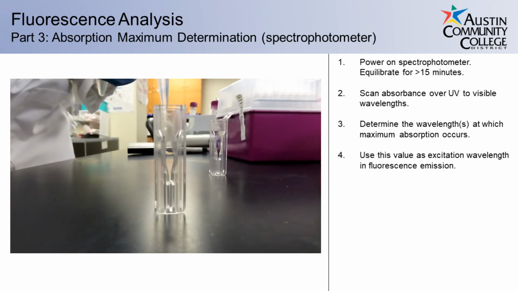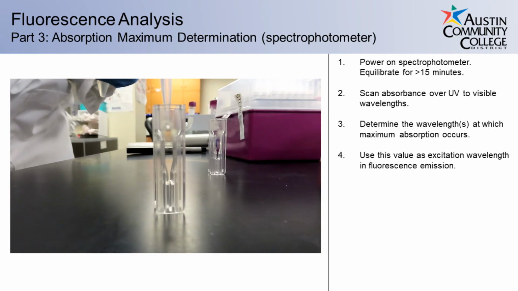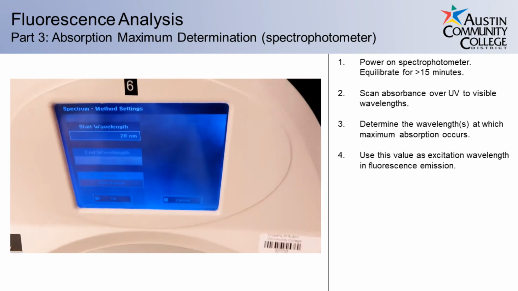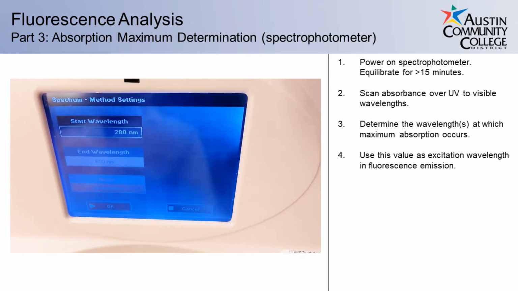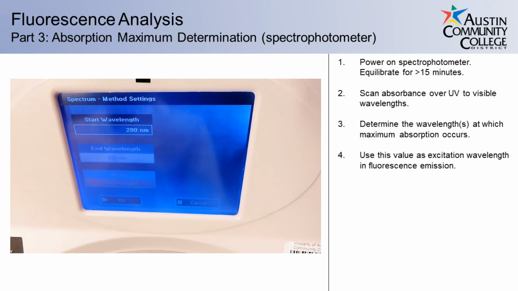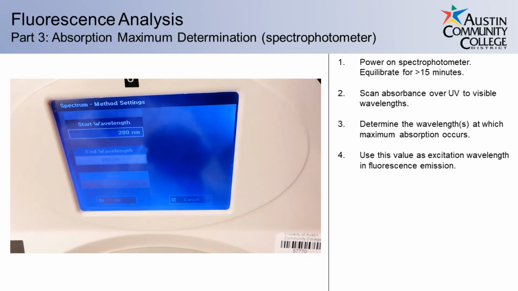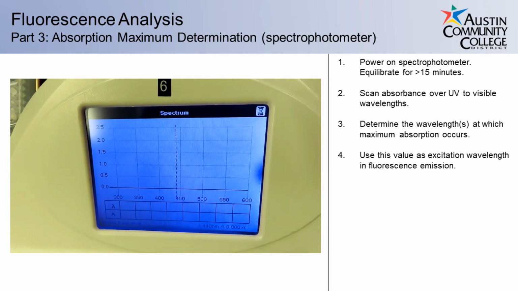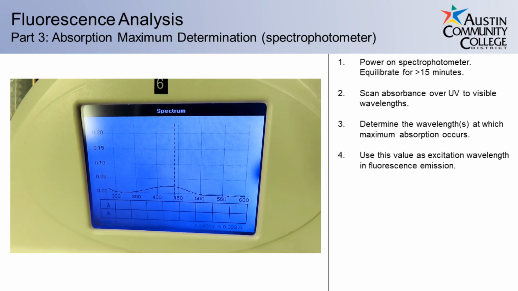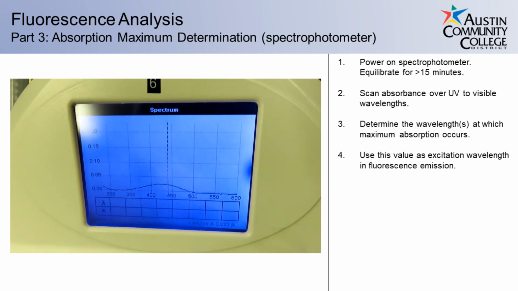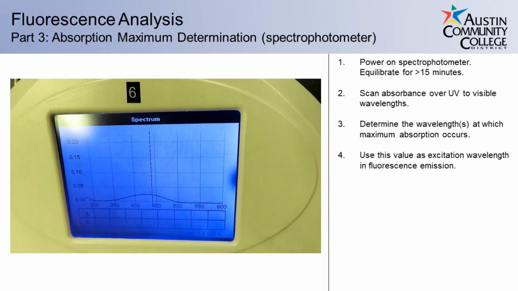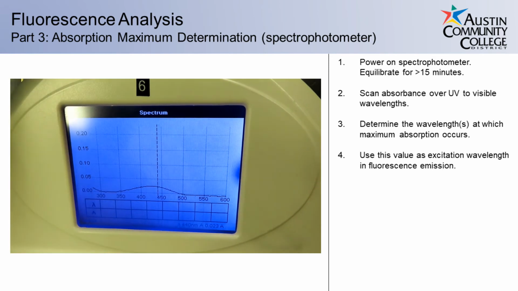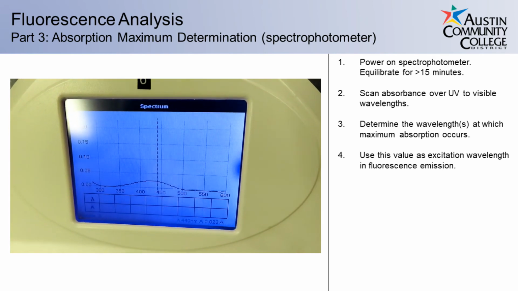With your samples prepared, part 3 will guide you through the use of a spectrophotometer to determine the absorption maximum of each sample. Power on the spectrophotometer and allow to equilibrate for at least 15 minutes. Using the scan function, scan absorbance in the range denoted in your lab manual. Looking at the absorption spectrum, determine the wavelength at which maximum absorption occurs. This absorption maximum wavelength will be used as the excitation wavelength in part 4. Repeat these steps for all unique samples.